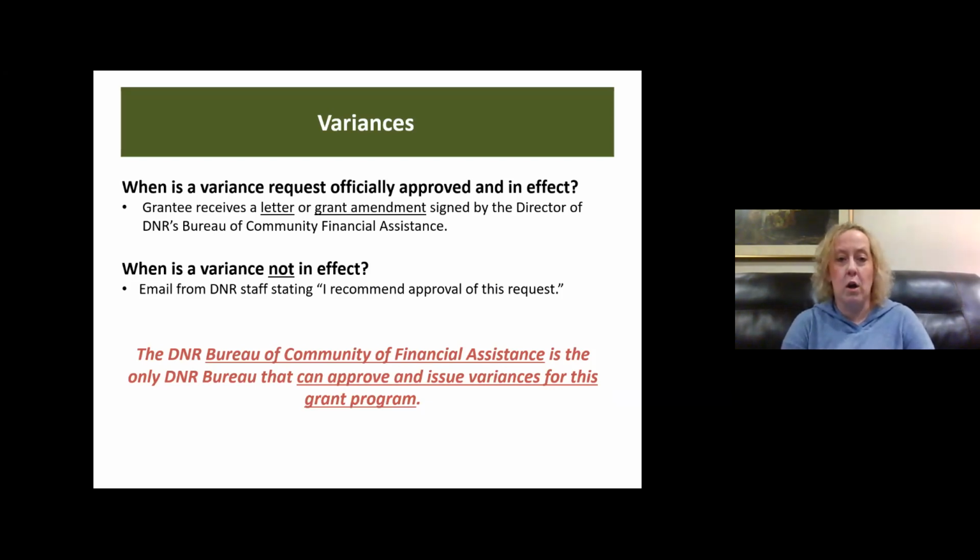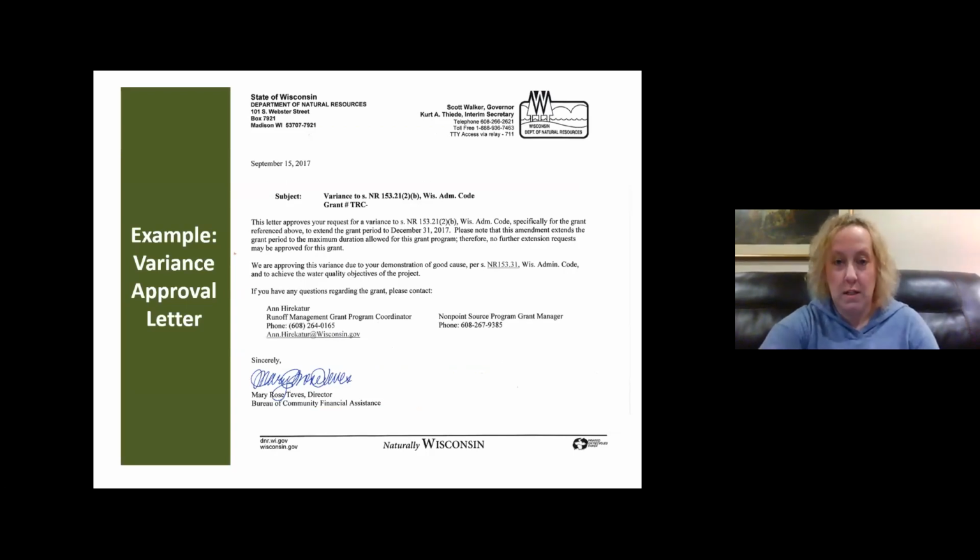An email from DNR staff, as an example, an email from the regional coordinator essentially stating that they recommend approval of the request, that is not a variance. The Bureau of Community Financial Assistance is essentially the only bureau that can approve and issue those variances for the TRIM program. So until you see a letter that looks like this, your variance will not yet be in effect.